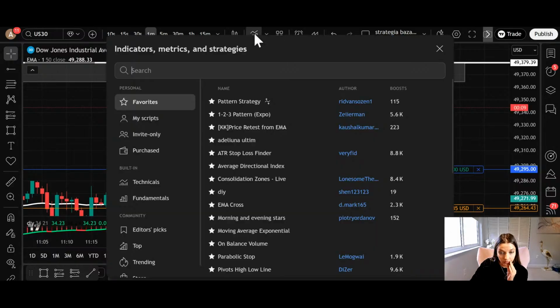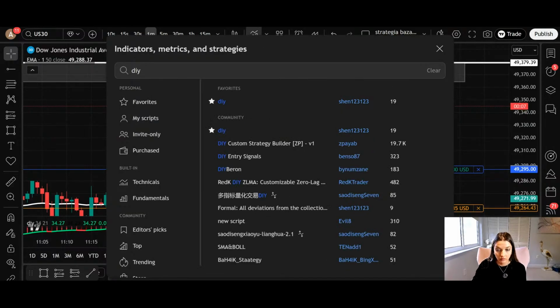The indicator I found, DIY, this one. What you tell me? From Shen, 19 users. But send me the indicators that you said too. $19K user, I don't have. Ah, this one, DI custom strategy. This one.